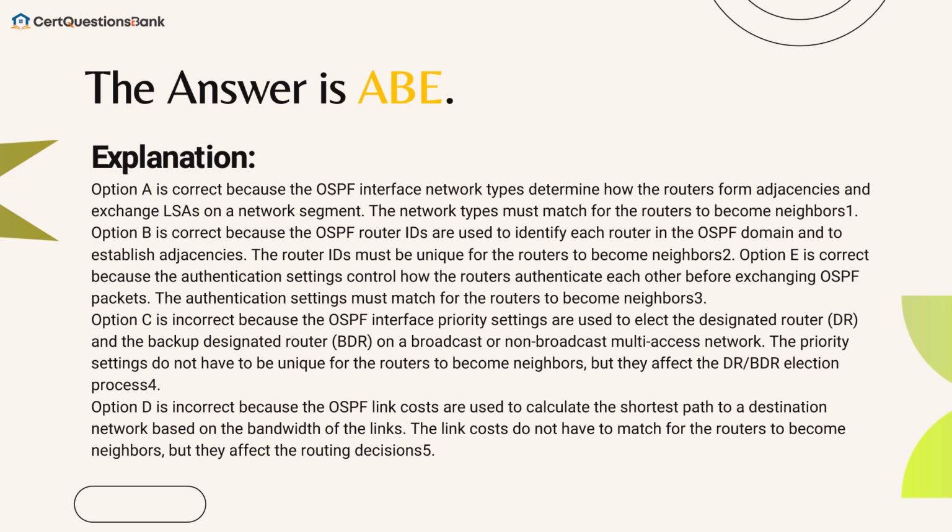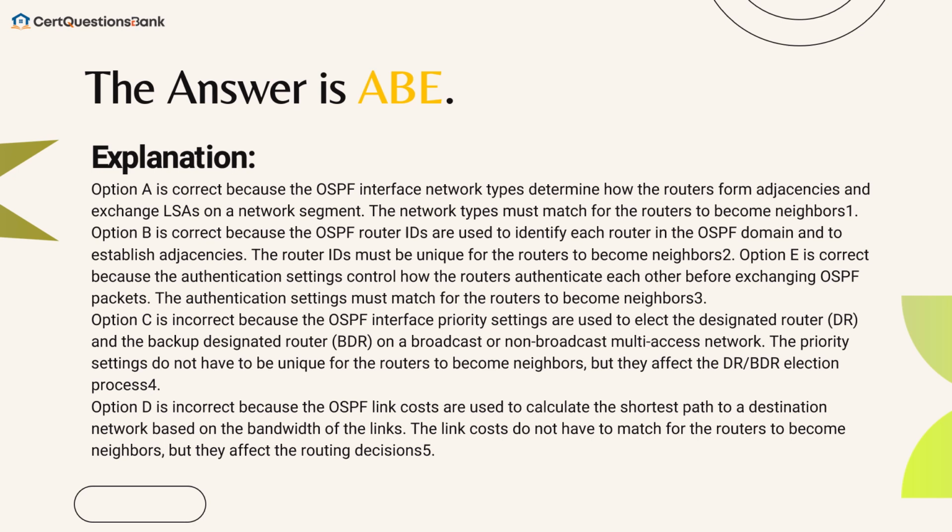Option E is correct because the authentication settings control how the routers authenticate each other before exchanging OSPF packets. The authentication settings must match for the routers to become neighbors. Option C is incorrect because the OSPF interface priority settings are used to elect the designated router, DR, and the backup designated router, BDR, on a broadcast or non-broadcast multi-access network.